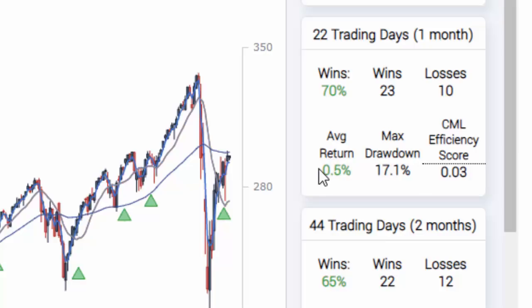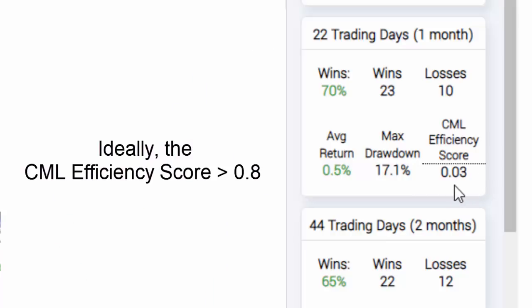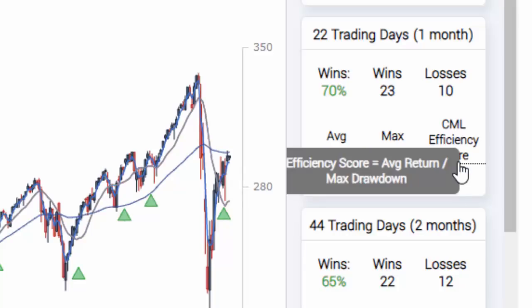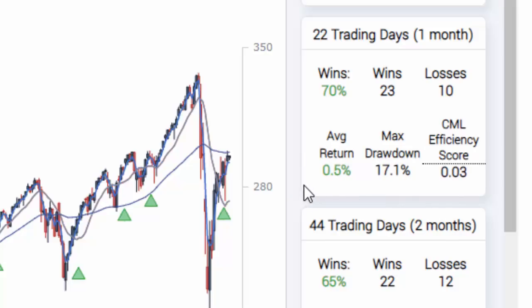Look at the average return, 0.5% over a month, while the max drawdown was 17%. This yields a CML efficiency score of 0.03. We generally want to see this number above 0.8, and it's at 0.03. The efficiency score is simply the average return divided by the max drawdown. So it's the average return for every trade, winner or loser, divided by the single worst return at any point for any of the trades. We want to see the average return pretty close to the max drawdown, and it's nowhere near.